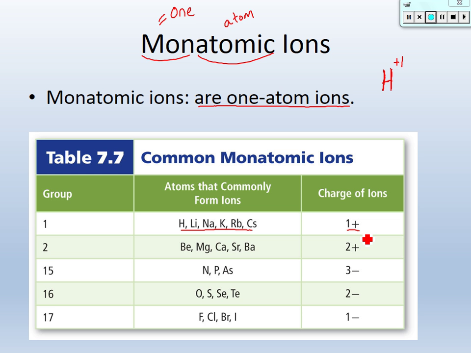All of group 2 elements, like beryllium, form +2 monoatomic ions. Okay. All of group 15, like the nitrogen, will form a -3 charge. Oxygen forms a -2, and fluorine forms a -1. So these are examples of monoatomic, because it just has one atom, ions, monoatomic ions.